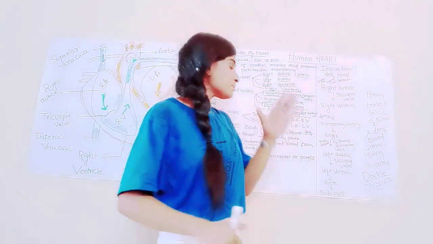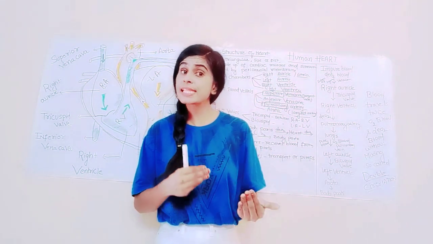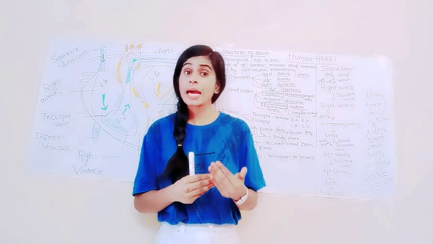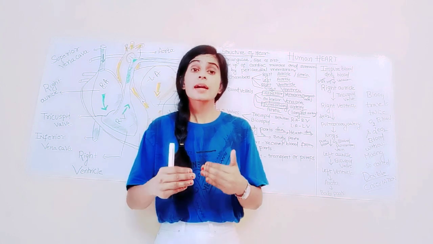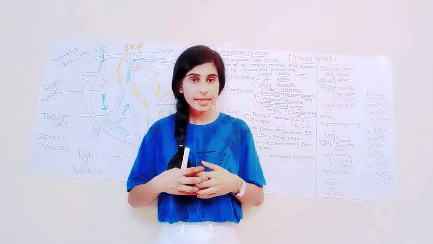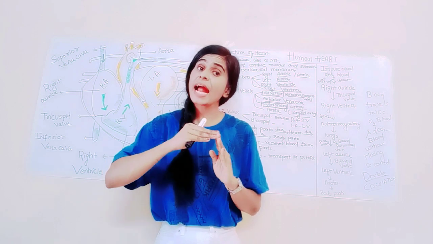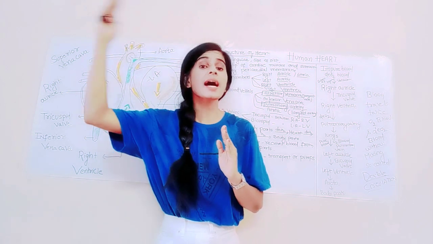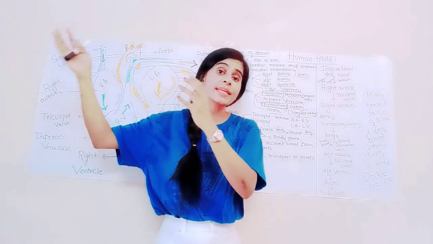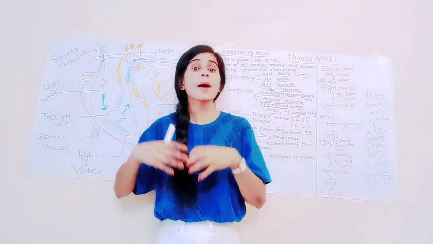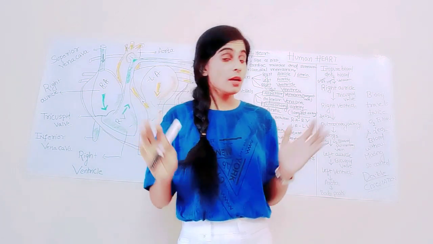Actually what happens now? The impure blood, in the sense the carbon dioxide containing blood or the waste material containing blood, comes from the body parts and enters into the heart. The heart sends that impure blood to lungs for purification. Once purification is done, the pure blood again comes to the heart, and again the heart pumps that pure blood to the entire body parts. Understood? Once again I will repeat.